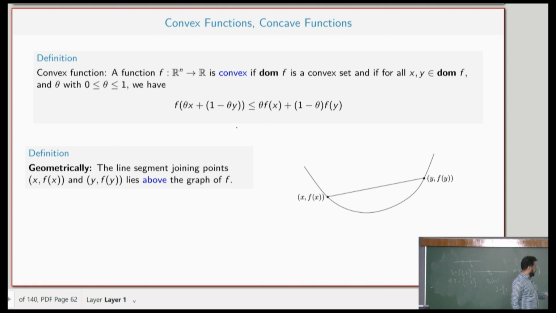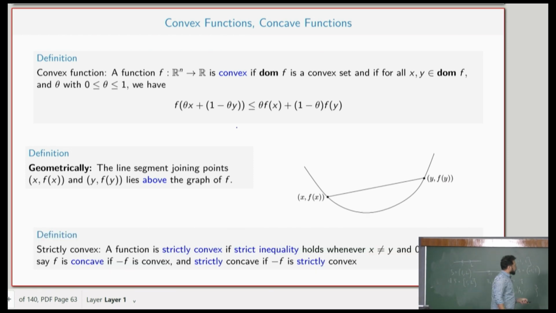So these are the curve values, and this theta is outside, right? So then it is like theta times f(x) and 1 minus theta times f(y). This means that this is the line joining f(x) and f(y). So intuitively, convex functions are easy to understand. We can also call it strictly convex if this inequality is strict, and we can also define concave functions if the negative of the function is convex.